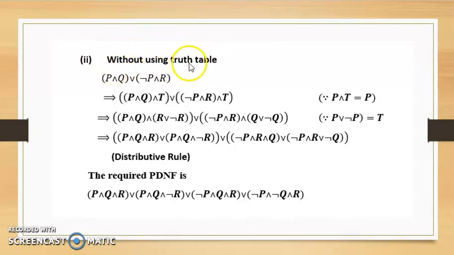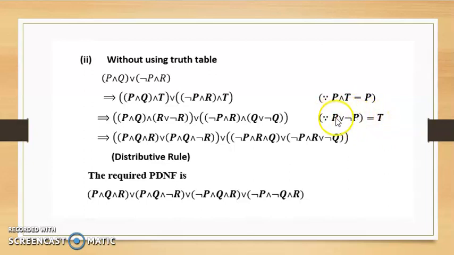Next we will do the same problem without using the truth table. So (P and Q) or (not P and R). For the first step we have to take the conjunction with T, since P and T is equivalent to P. So we take the first term and T, or the second term and T. Now this T can be replaced. Here we already have P and Q as variables. Which variable is not there? R is not there. So instead of T, we use the formula R or not R, which is T.